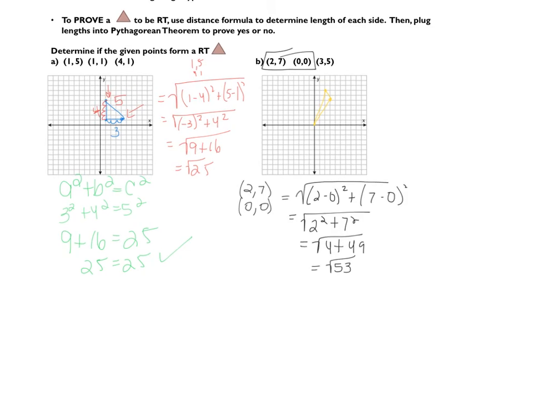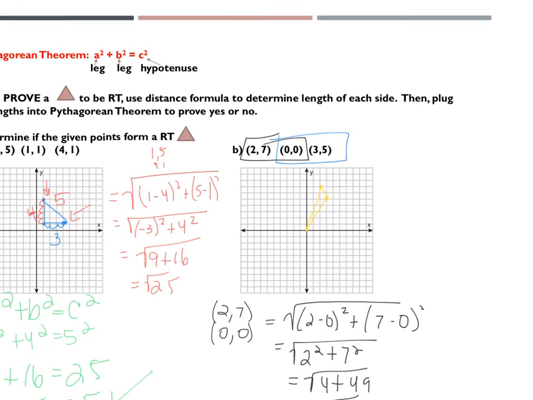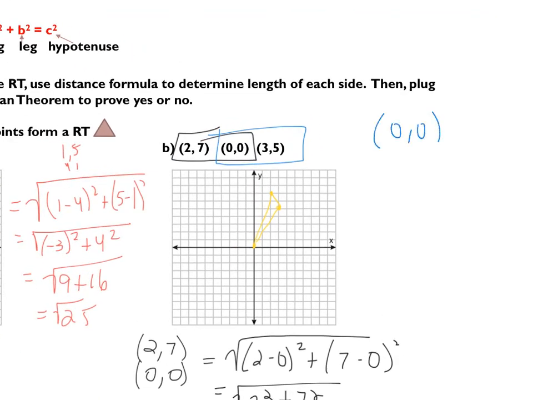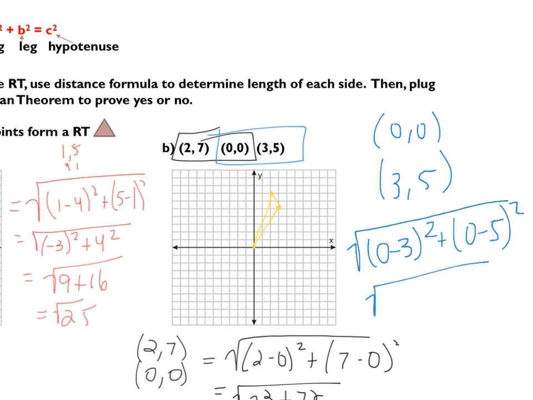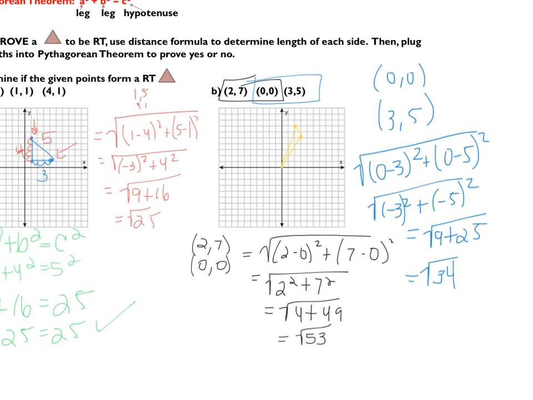So now let's do another distance formula. And we'll do from 0, 0 to 3, 5. So I have 0 minus 3 squared plus 0 minus 5 squared. So negative 3 squared plus negative 5 squared. 9 plus 25 is what? Square root of 34. Okay? So I have two sides right now. I have square root of 53, square root of 34. And then I have to do one more.